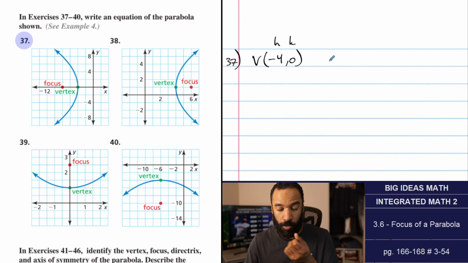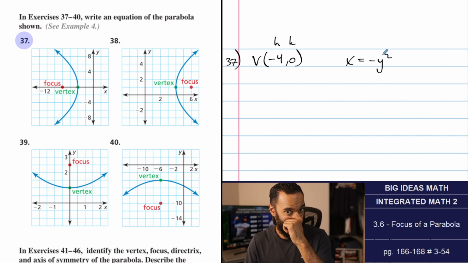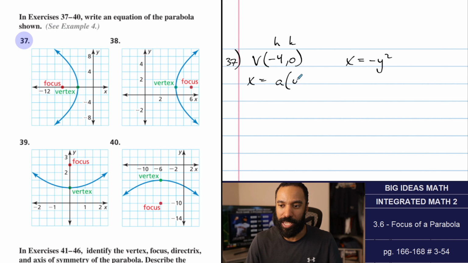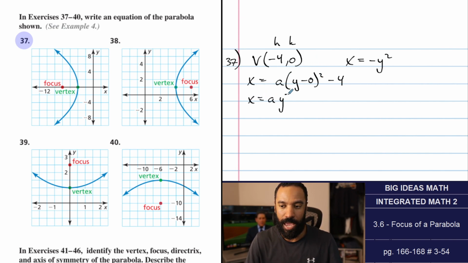This is an x equals y squared equation, but specifically it's x equals negative y squared. I don't know what a is just yet, but as far as we know, it's x equals a times y minus k, quantity squared plus h. And y minus 0 squared is just y squared. So we know it's going to look like this. ay squared minus 4. That's going to be the cleaned up version of it.